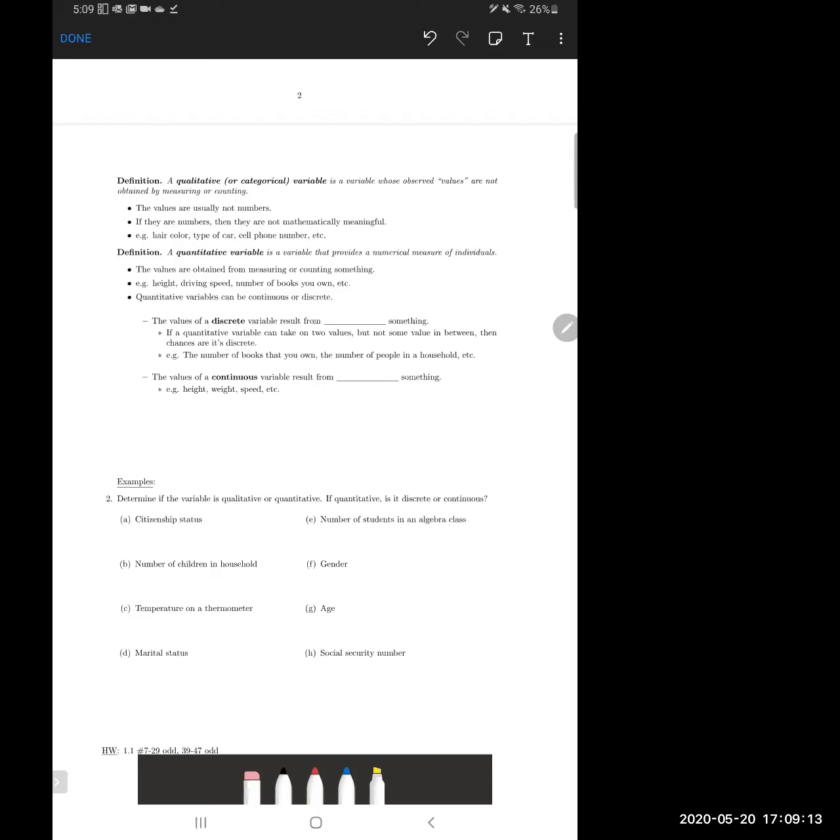Now, within the category of quantitative variable, there are two subcategories. We have discrete variables and continuous variables. The values of a discrete variable result from counting, whereas the values of a continuous variable result from measuring something.